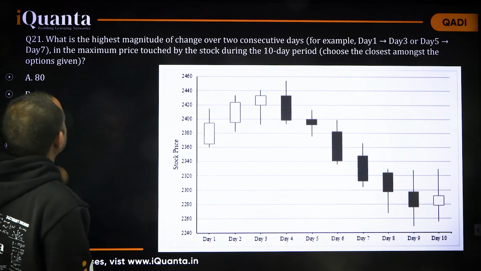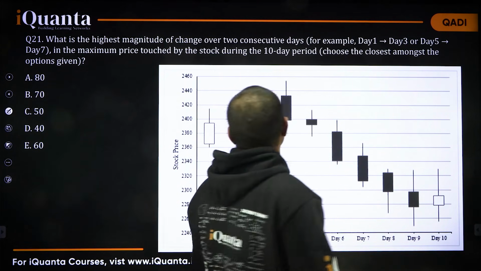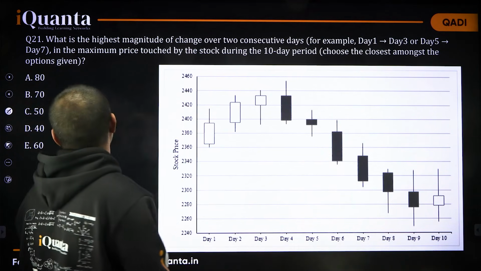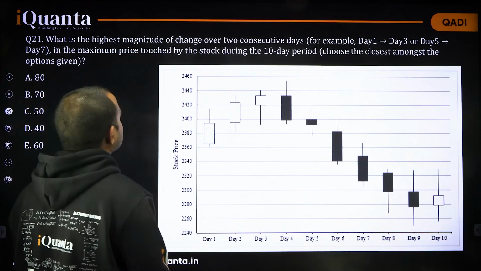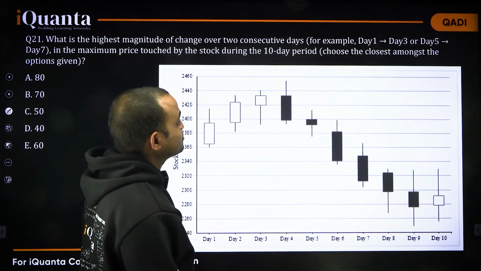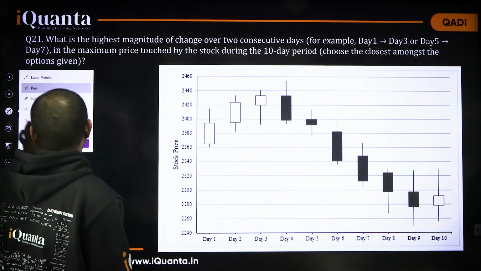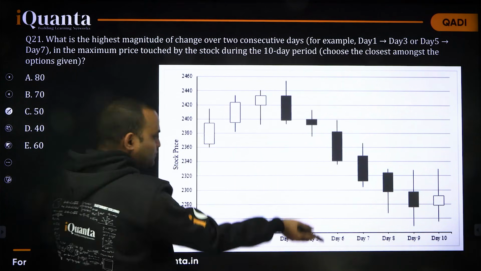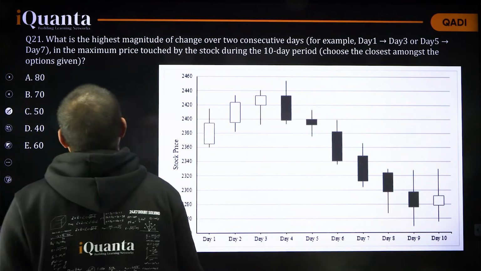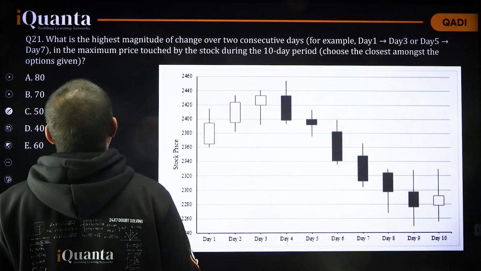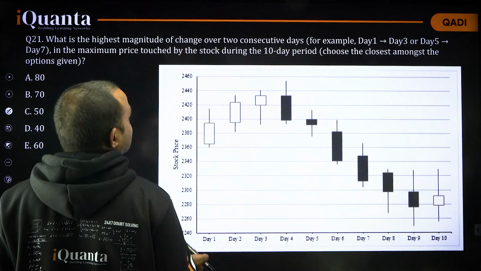Then the next one: what is the highest magnitude of change over 2 consecutive days, for example day 1 to day 3 or day 5 to day 7, in the maximum price touched by the stock during the 10-day period? Choose the closest among the given options. So let's write down all the values first. For all the days, we need to find the highest magnitude of change over consecutive days.